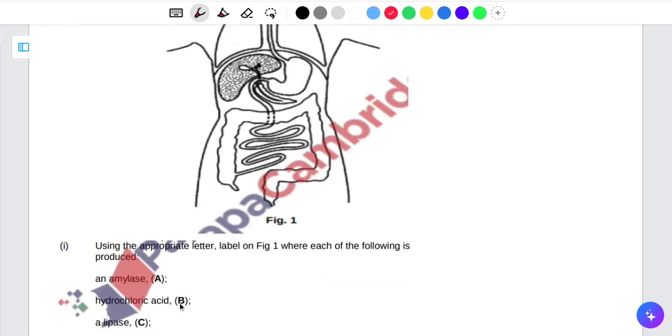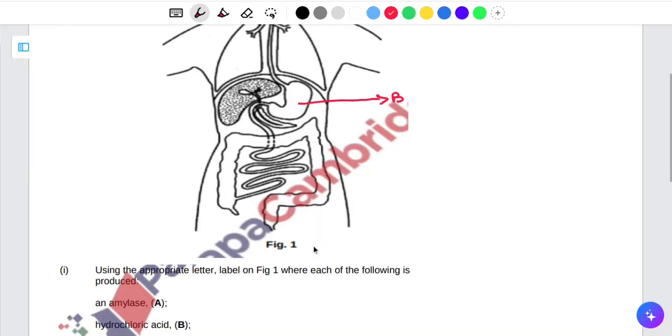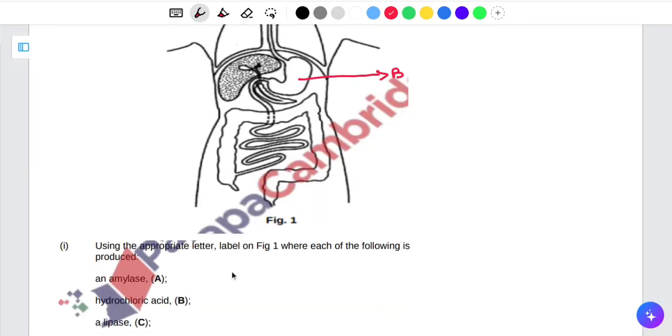Then hydrochloric acid with B. So hydrochloric acid is produced by the walls of the stomach. So we can say the walls of the stomach. So we can say B on that one. And in terms of the functions, if you want to know the function, amylase breaks down carbohydrates. Then when it comes to hydrochloric acid, let's say for example you eat food and then bacteria. So you're going to find that the work of hydrochloric acid is to kill those bacteria, or germs.